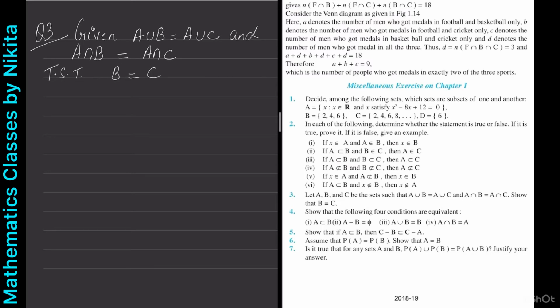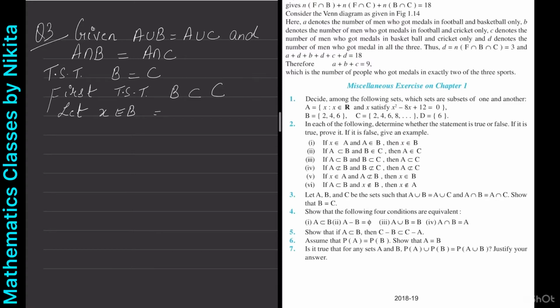Now to show that two sets are equal, you have to show what? That B is contained in C and C is contained in B. So first we will show that B is contained in C. So let us start with an arbitrary element X. So let X belong to B.